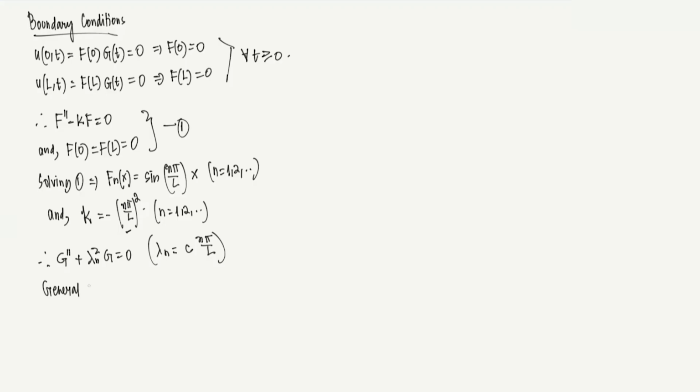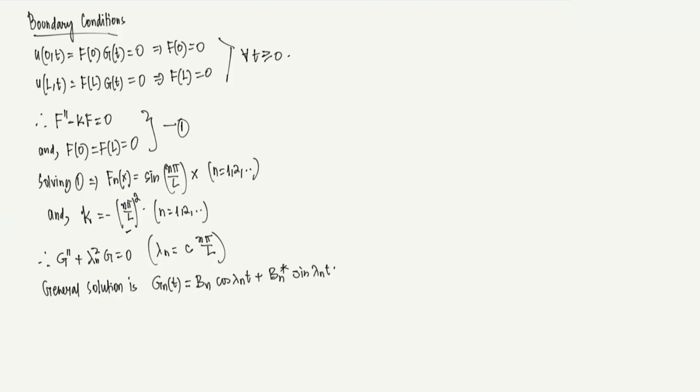The general solution of this problem is g_n of t. Why g_n? Because for each lambda_n, you have a different equation, right? So g_n of t is nothing but b_n times cosine of lambda_n t plus, let's just call it another constant, b_n star, times sine of lambda_n t.